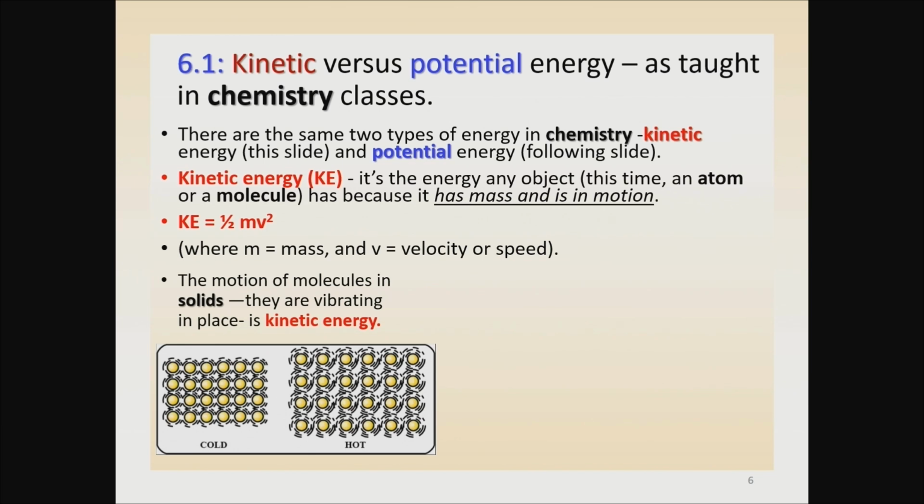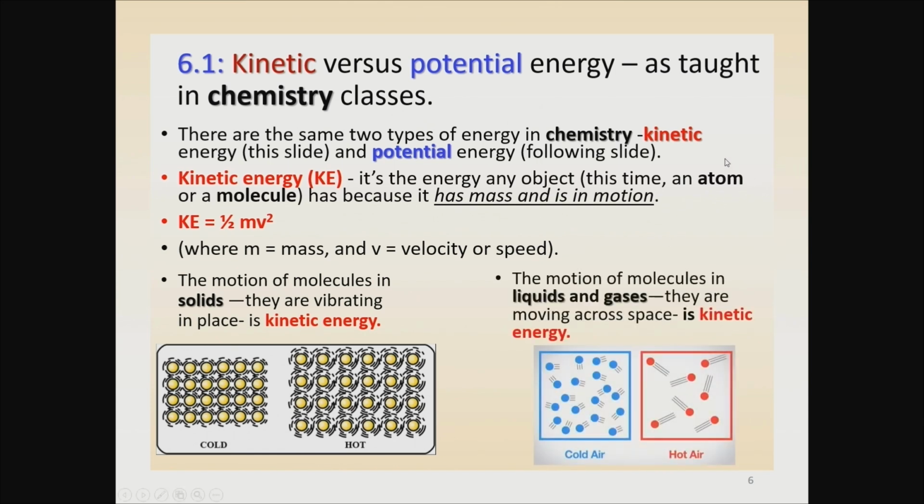And so they will have more kinetic energy. And it's for that reason that they have a higher temperature. So we can sort of see that solids definitely have kinetic energy. And so this would also apply to liquids and gases as well.